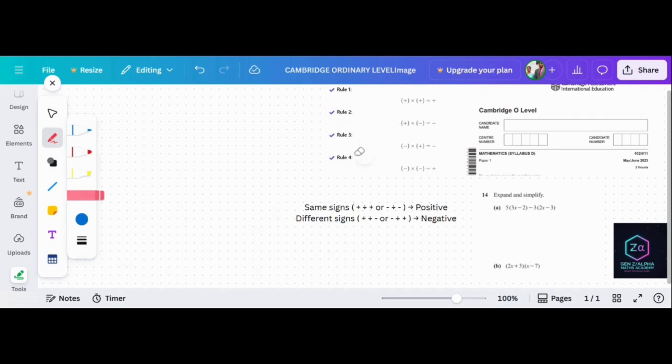That is a simple summary: rule number 1, rule number 2, rule number 3 about the sign convention.